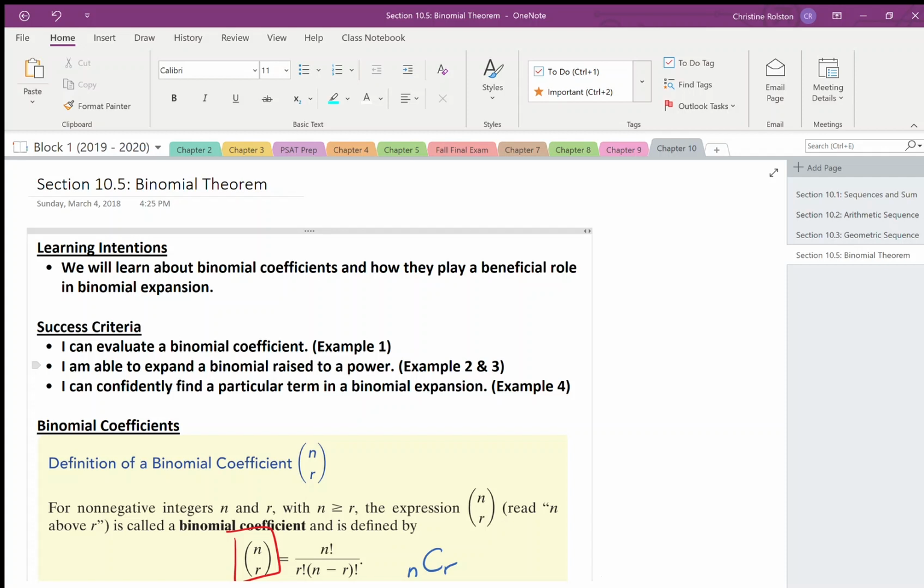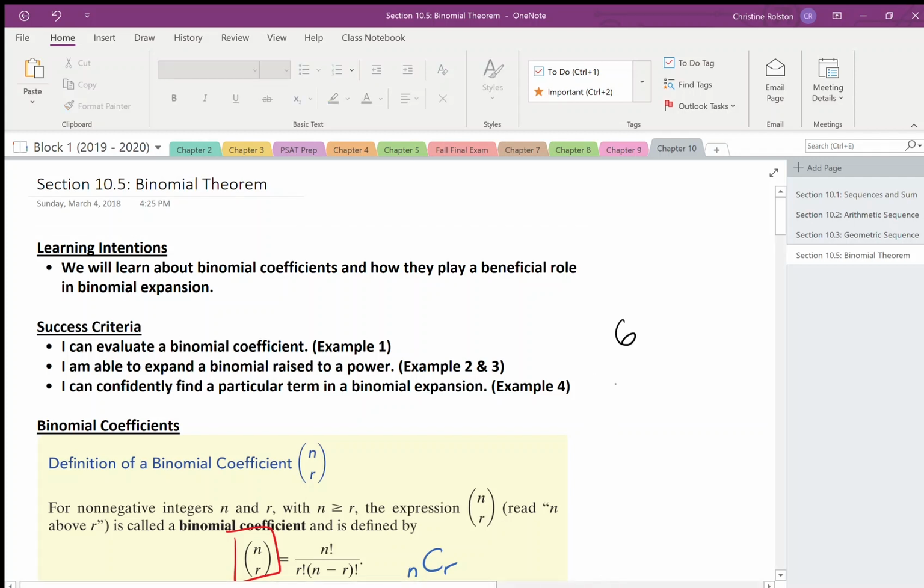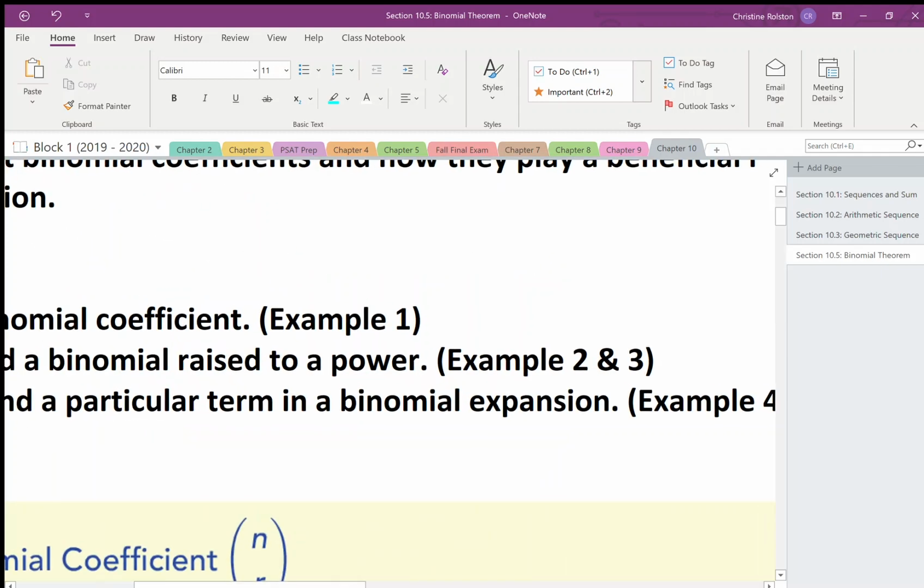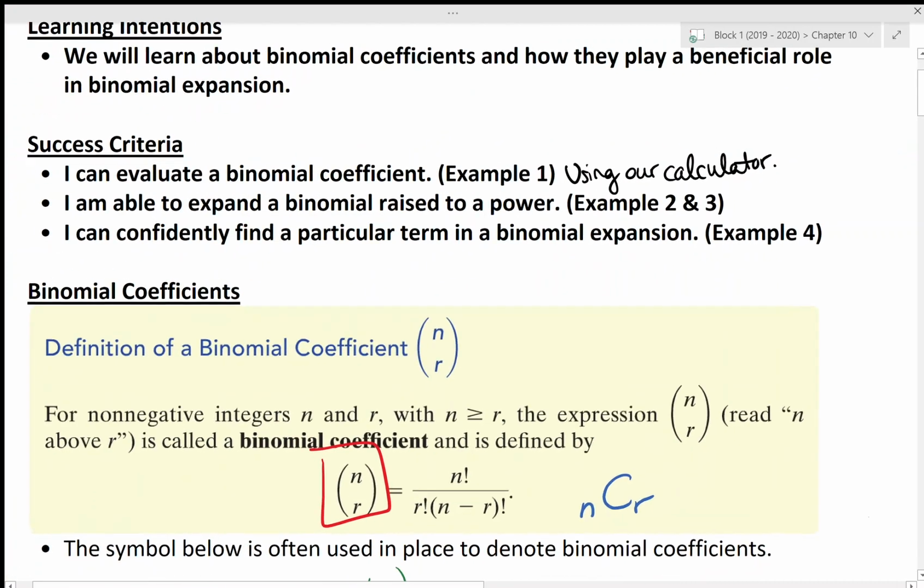We're also going to learn about the binomial coefficient, which you'll also use when we get to probability. For example, if I have 6 things, how many different combinations of 2 can I make with all 6 of these things? That's what the binomial coefficient is. So we're going to learn how to evaluate binomial coefficients. Don't worry, we're going to be using our calculator. I'm also going to show you a cool way, called Pascal's pyramid, of how we could do that.